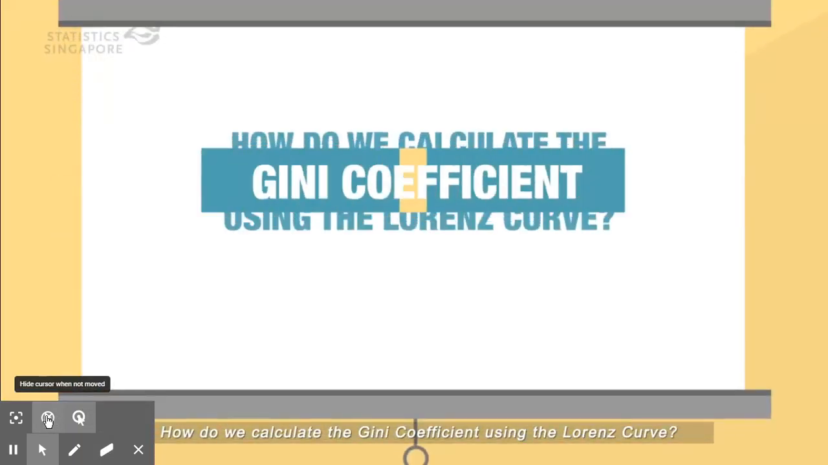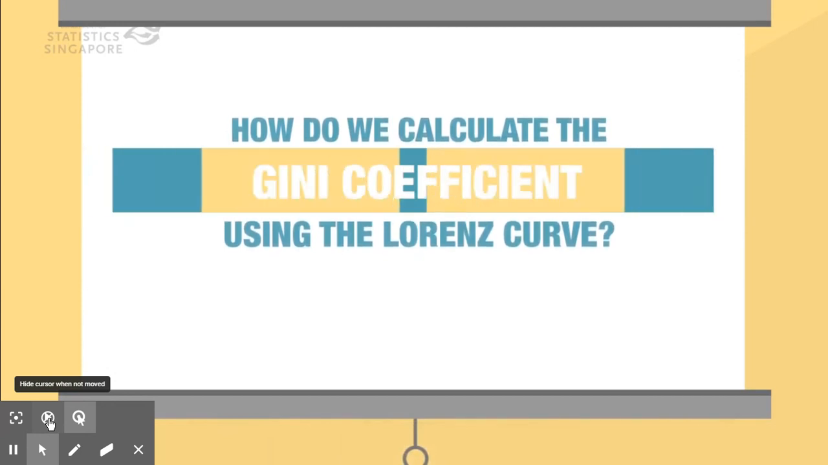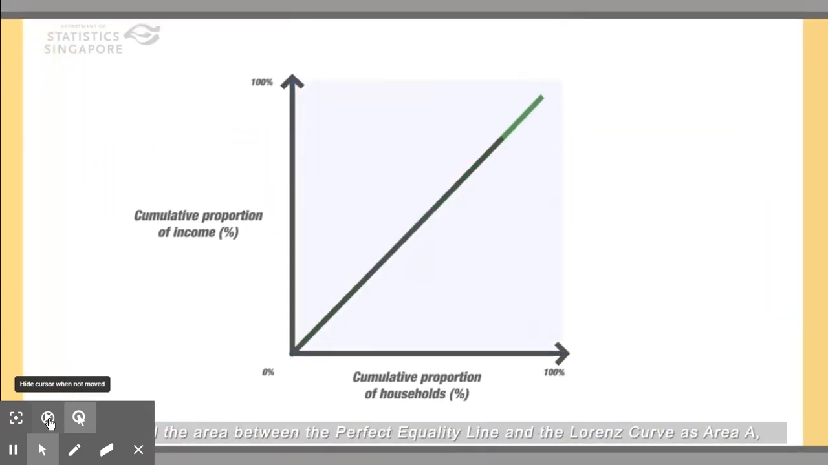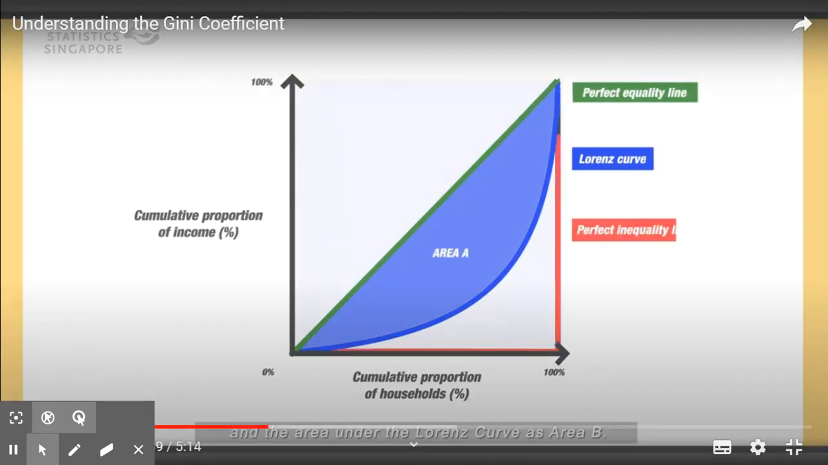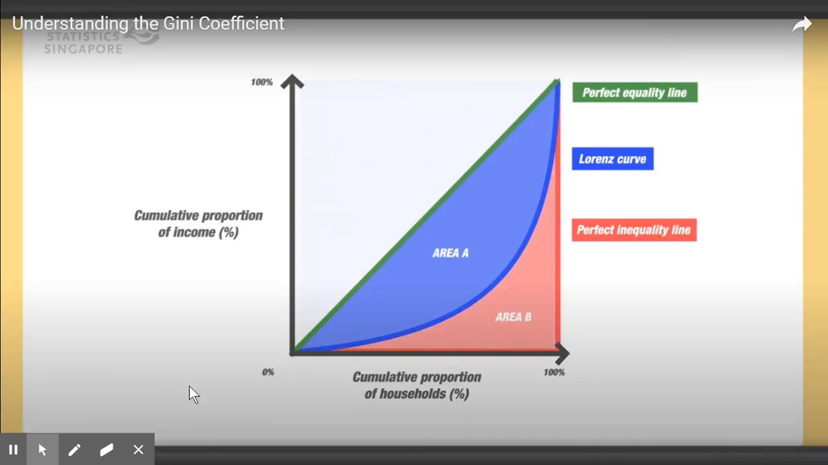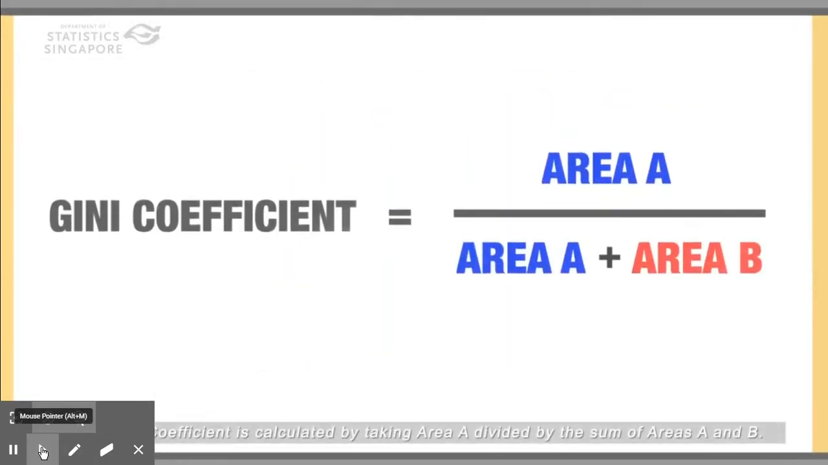How do we calculate the Gini coefficient using the Lorenz curve? Let us call the area between the perfect equality line and the Lorenz curve as area A, and the area under the Lorenz curve as area B. The Gini coefficient is calculated by taking area A divided by the sum of areas A and B.